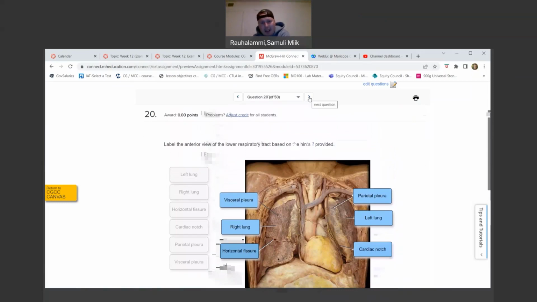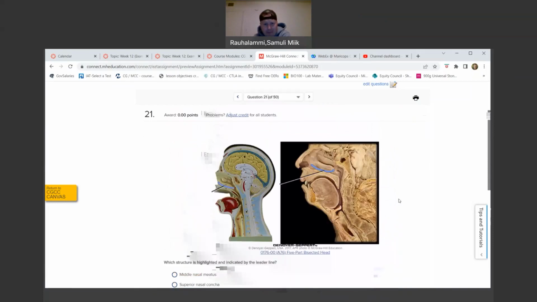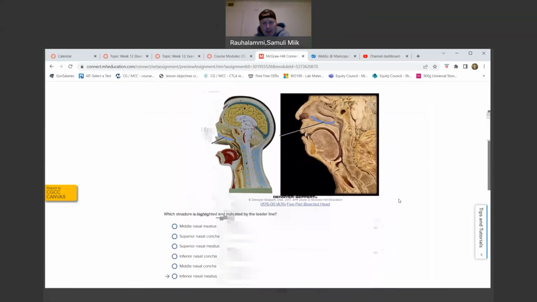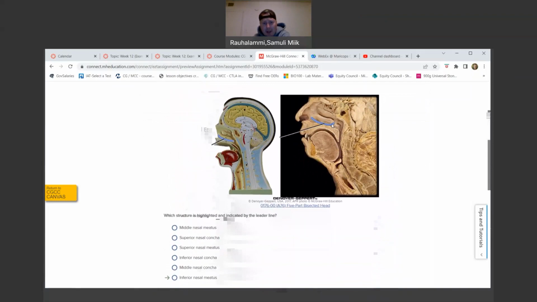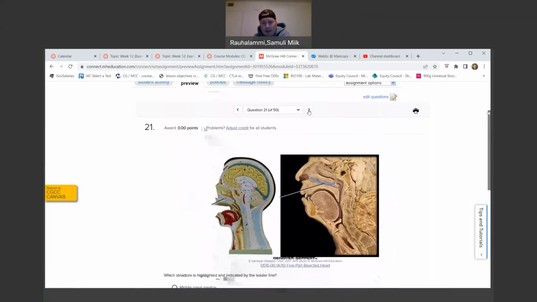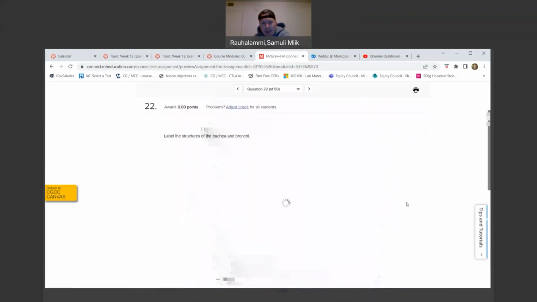Those are the layers surrounding the lungs. This one is not too different from what we've discussed before with the nasal meatuses, this time just the inferior one. So, inferior nasal meatus.